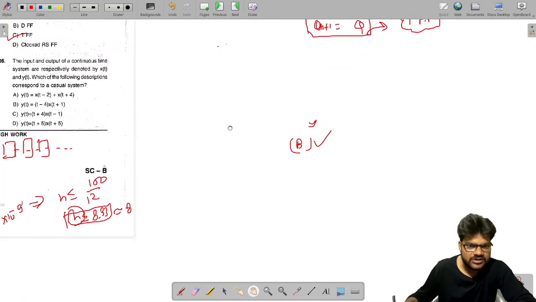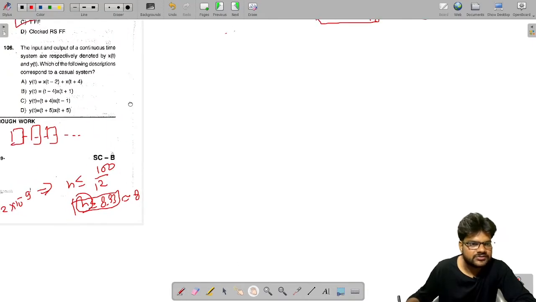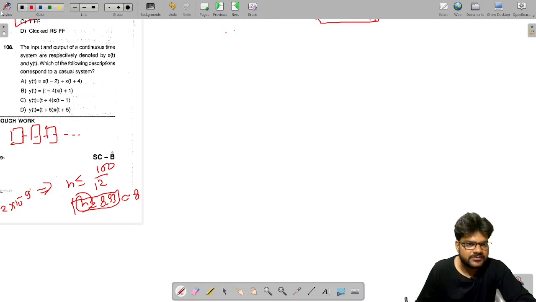Now let us go to the next one. So next question is from signal and system, and the question is, the input and output of a continuous time system are respectively denoted by x(t) and y(t). Then which of the descriptions correspond to a causal system?